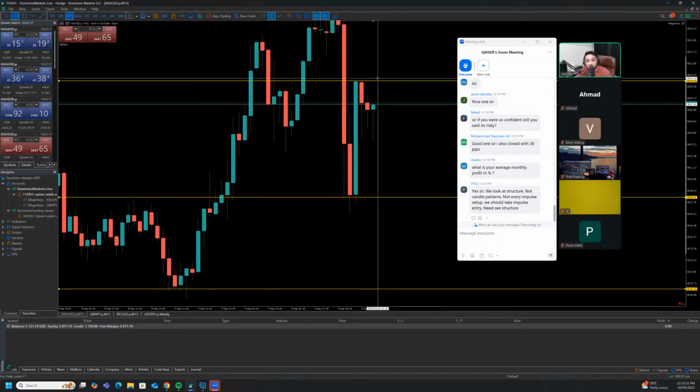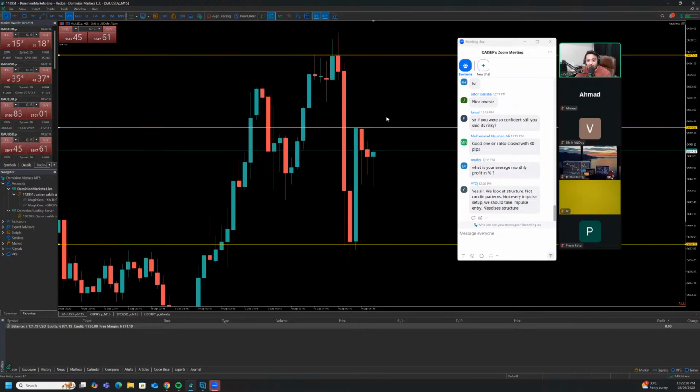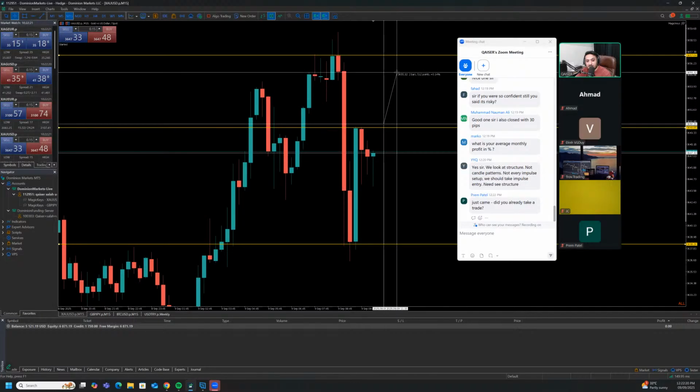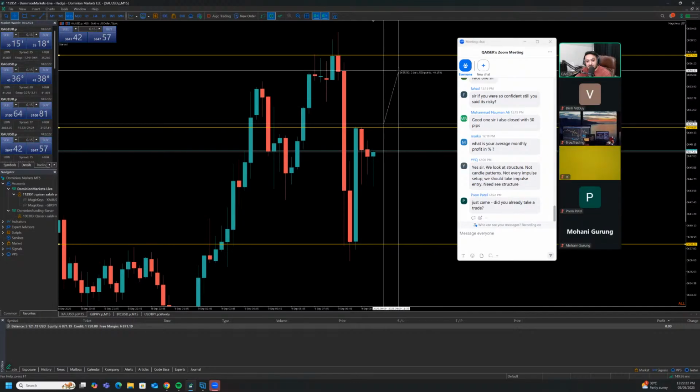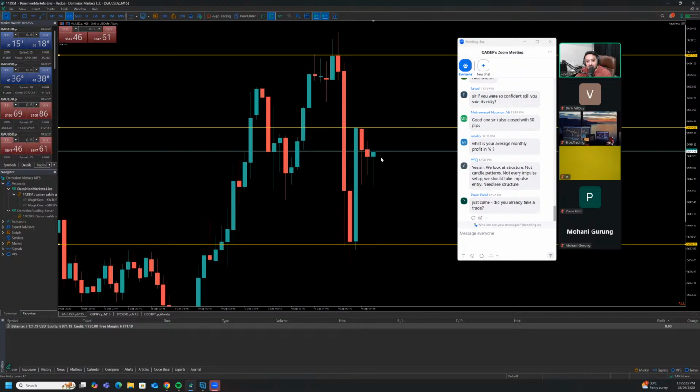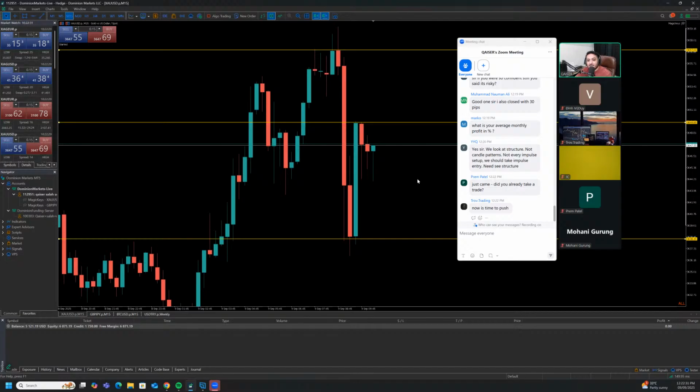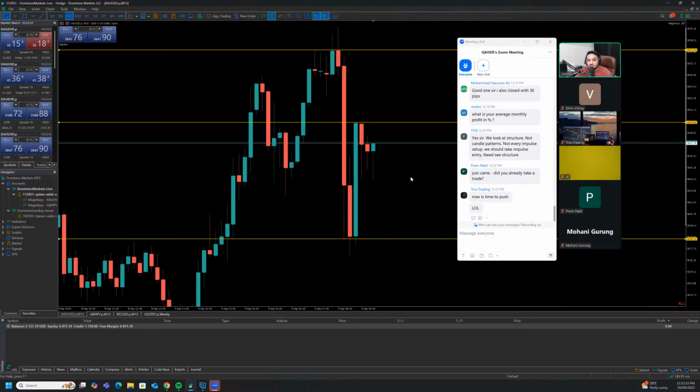Now if this candle breaks and closes above the resistance area, we can give our trade a second chance for the buys. Is it? This makes sense. But for buys, it only makes sense if the candle closes above the resistance area. That's all I wanted to see. Yes, sir. We look at structure, not candle pattern. Not every impulse setup we could take; an impulse entry needs to see structure.